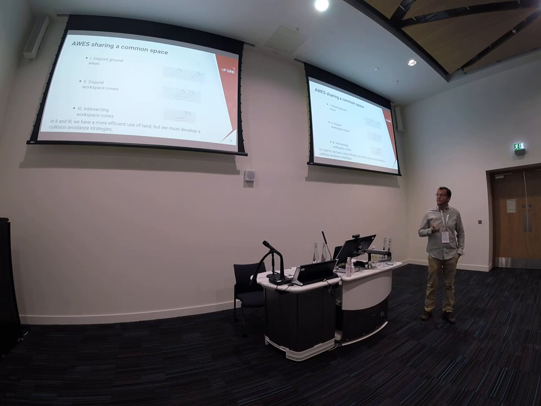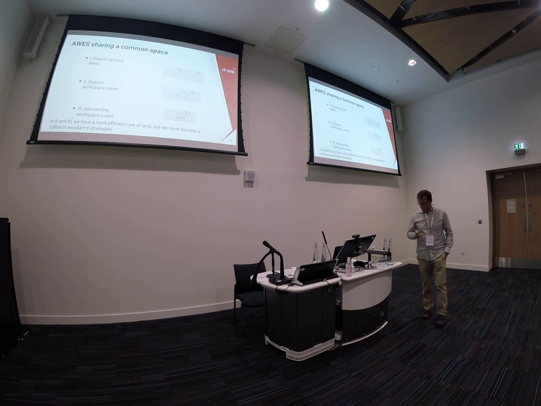We can have disjoint ground areas. We also have disjoint workspace cones. That is the case which we are addressing in this work, but we also have an intersection between workspace cones. In the cases 2 and 3, we have a more efficient use of the land, but collision avoidance strategies should be developed.